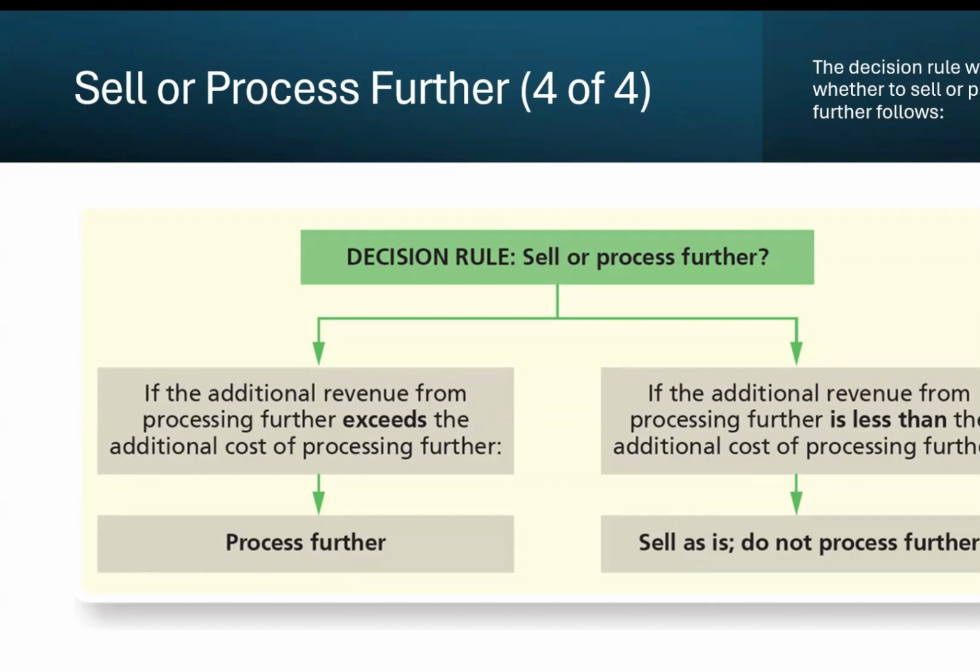So we go back to the decision rule, sell or process further. If the additional revenue from processing further exceeds the additional cost of processing further, then the company should process further. If the additional revenue from processing further is less than the additional cost of processing further, then the company should sell as is and do not process further.